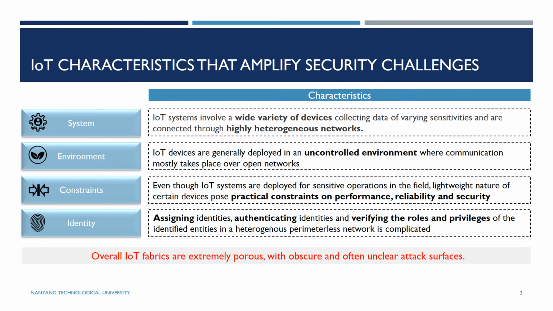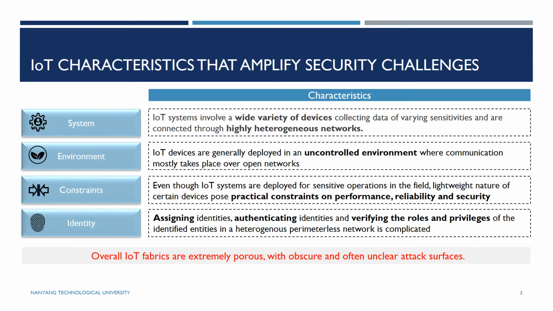And to make things worse, we look at the constraints of the IoT devices. Even though IoT systems are deployed for sensitive operations in the field, the lightweight nature of certain devices also poses practical constraints on performance, reliability, and security. Which means, due to the lightweight nature of IoT devices, it may not be realistic or feasible to apply traditional security mechanisms on IoT devices because of the computation power, in addition to the physical security control that is available to traditional IT systems.